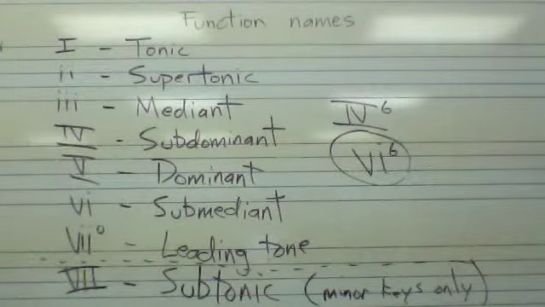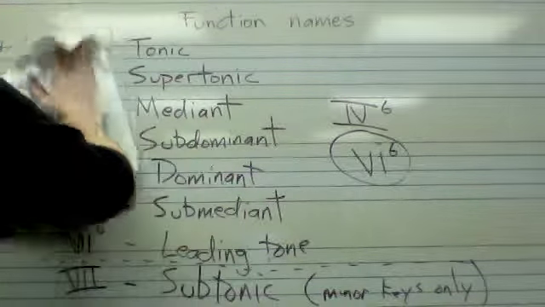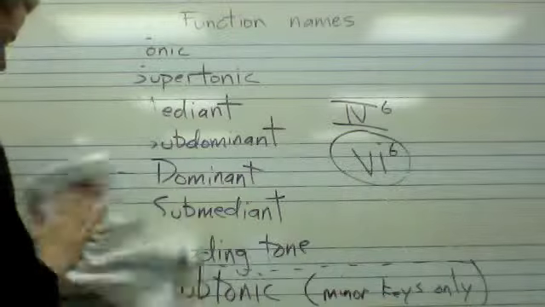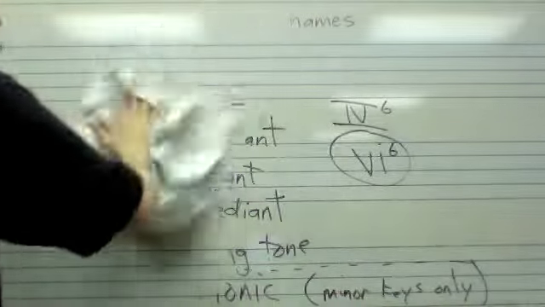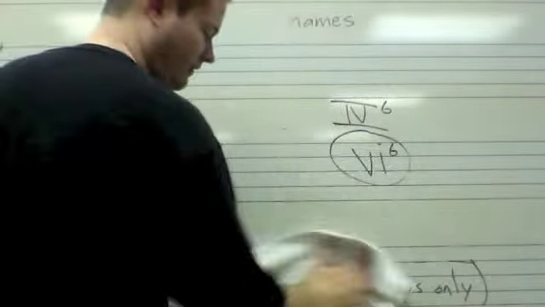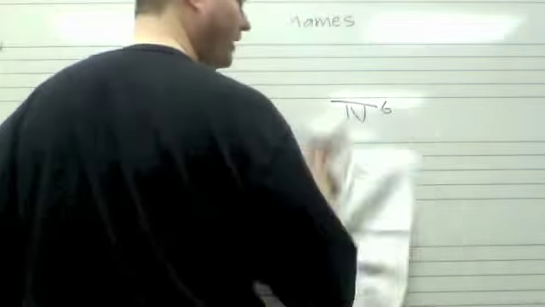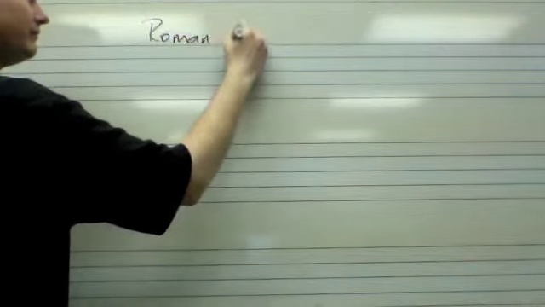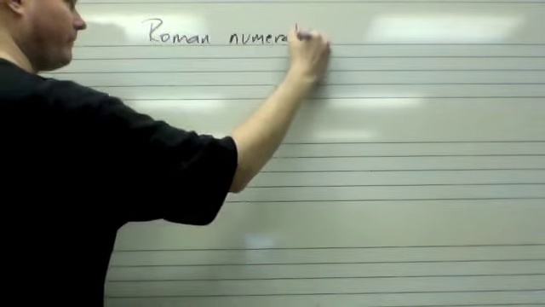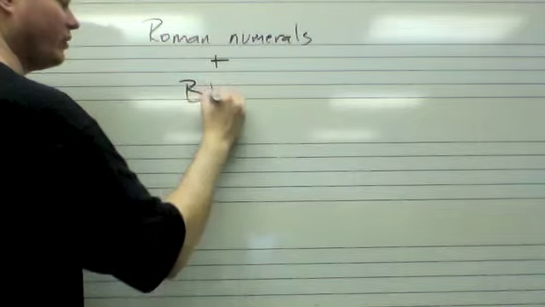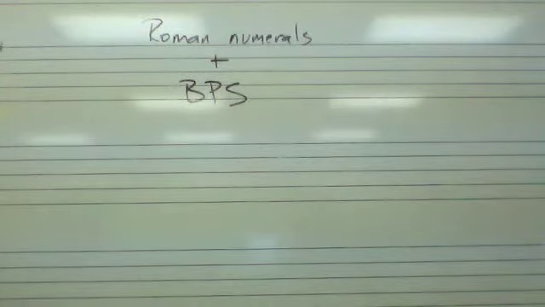Okay, so a quick review. There's a lot of information that I went over in just a little amount of space here. Roman numerals refer to the scale degree of the root of the chord, and also the triad quality. And that's it. And we use the combination of Roman numerals and bass position symbols to do the majority of our analysis in tonal harmony.